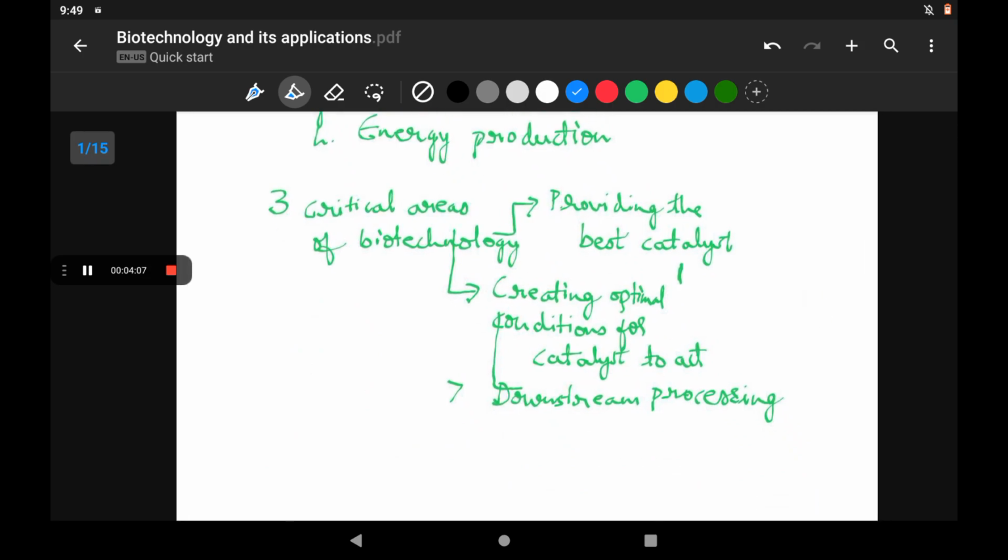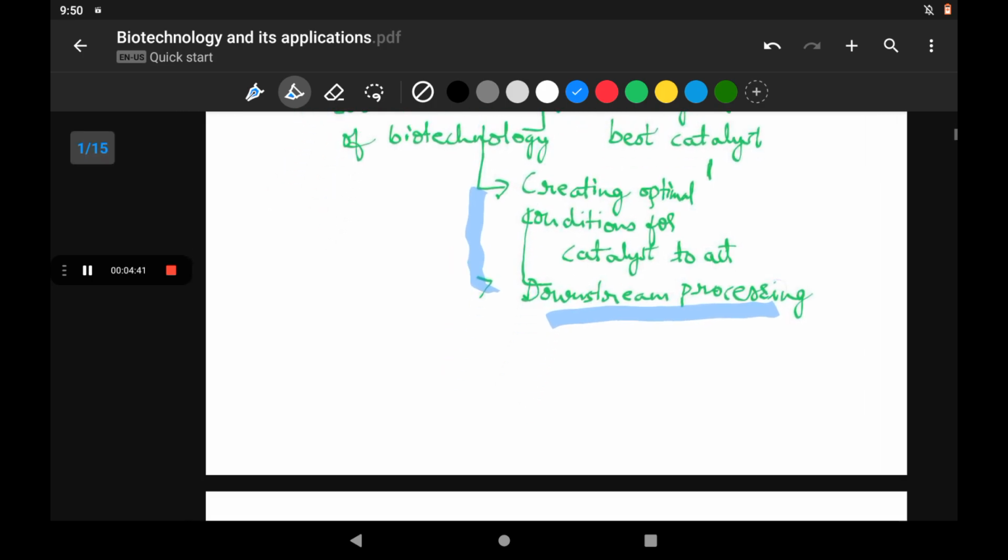The three critical areas of biotechnology where research is frequently done are providing the best catalyst and creating optimal conditions for this catalyst to act. The third important area is downstream processing, where there is isolation of the recombinant proteins from other impurities, as well as purification of this recombinant protein, which we also call the desired protein.